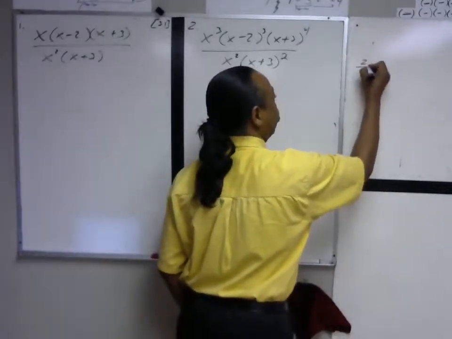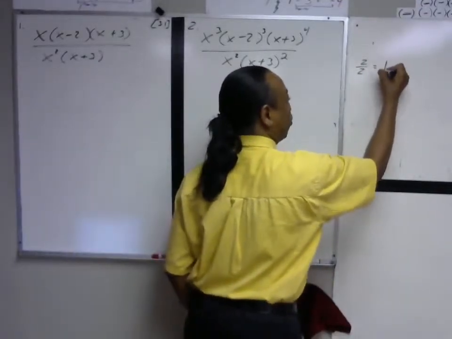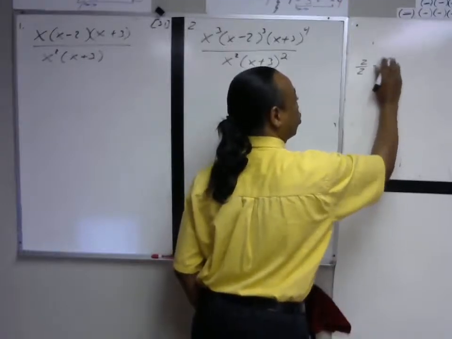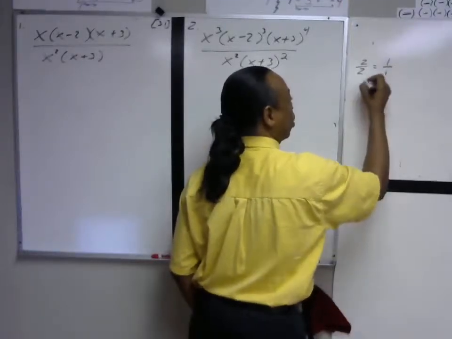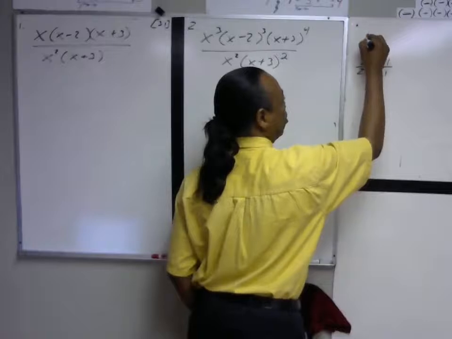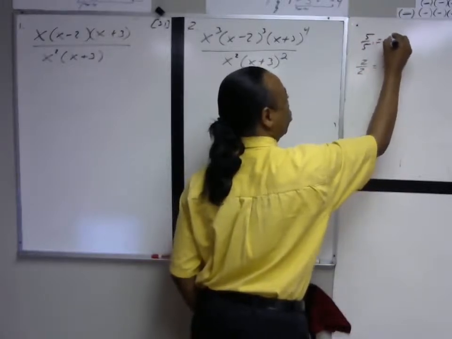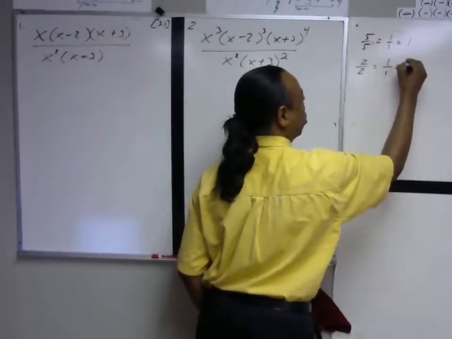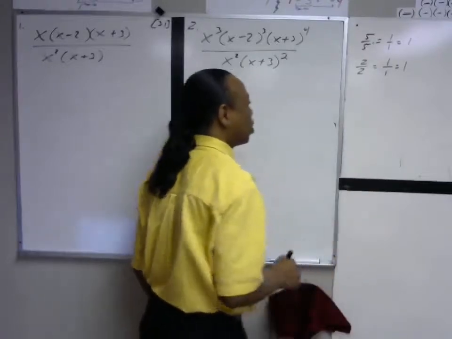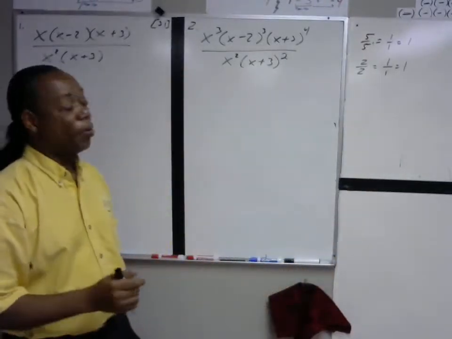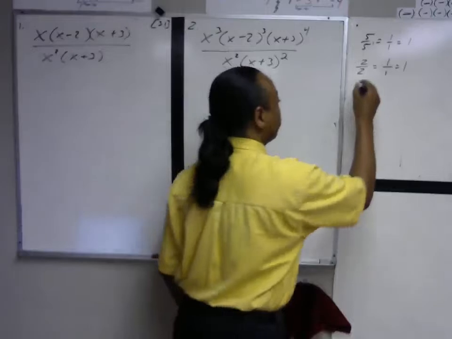Let's say we had 2 over 2. Well, 2 over 2 is equivalent to 1. Before we get to 1, we can simplify that to 1 over 1, and 5 over 5 is equivalent to 1 over 1, which is also 1. Now, how do we get to these ones?